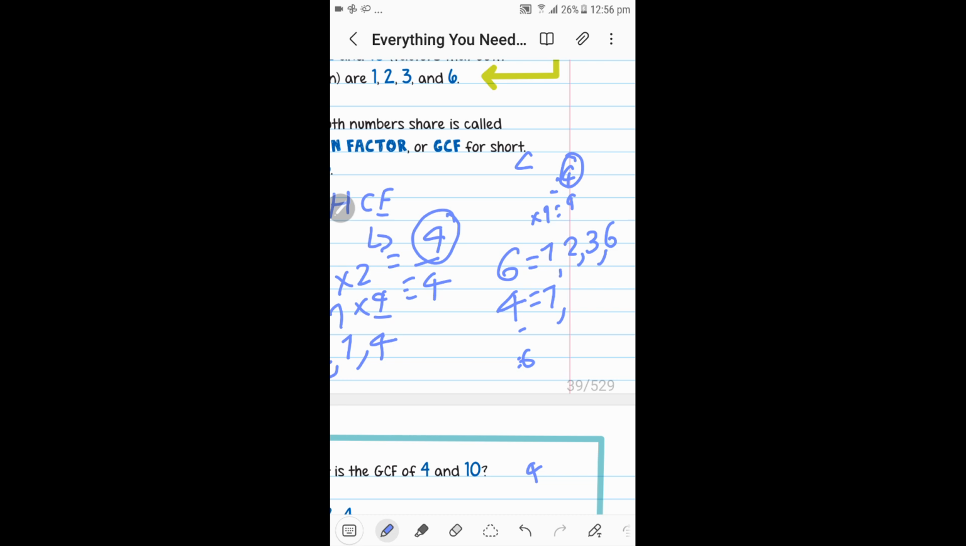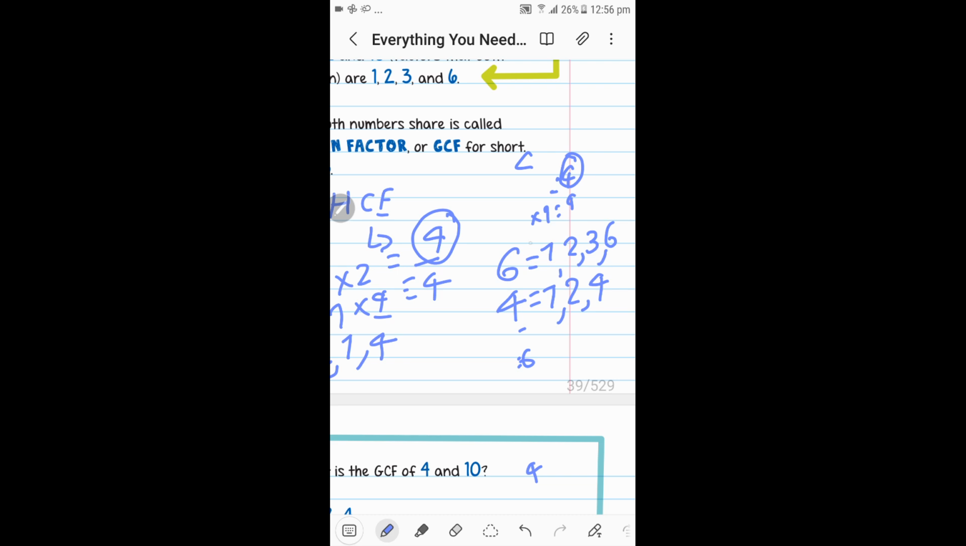Then the factors of 4. 2 times 2 gives 4, so that is one of them. 3 cannot give us 4, but 4 can. After that are the higher numbers, so it cannot give us 4. So the factors of 4 are 1, 2 and 4.